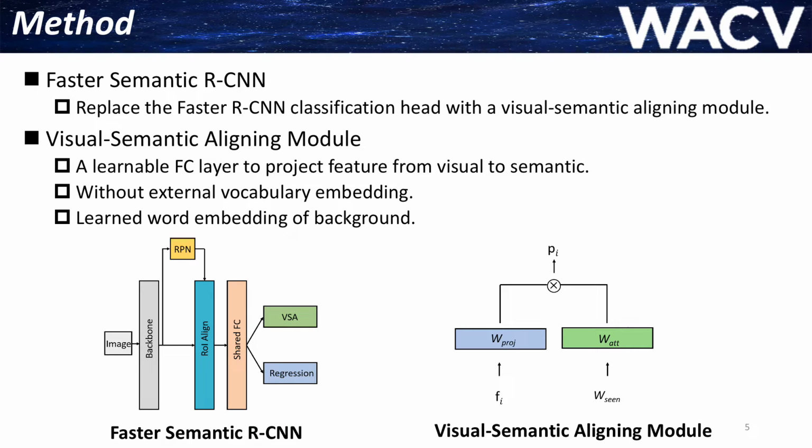Our baseline is Fast Semantic RCNN. Since the traditional detection model cannot detect unseen classes, we need to modify it to align visual and semantic information for ZSD. We replace the Fast RCNN classification head with a visual semantic align module. The module is a learnable FC layer to project features from visual to semantic. We use class word embedding as a semantic representation without external vocabulary embedding. For background, we use a learned word embedding.